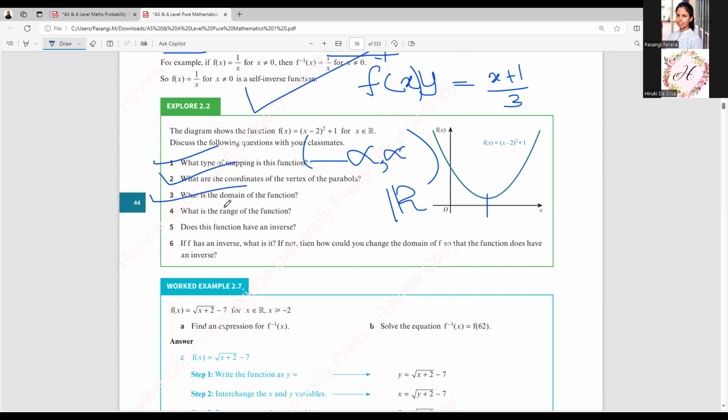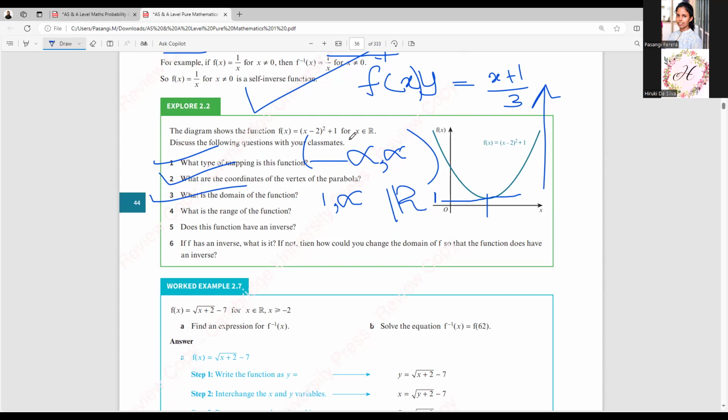What is the range of the function? So range means the set of output values. Here, the minimum value will be 1, and also from here upward we will be getting the output values. Here, we can write it as 1 to positive infinity, or greater than or equal to 1.